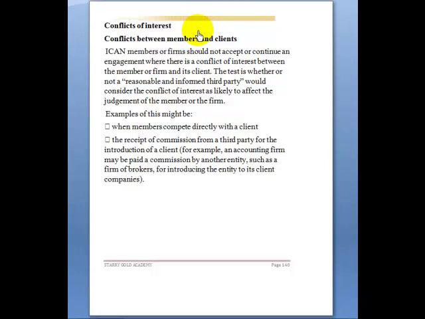Conflict of interest between members and clients should be avoided. You should not accept or continue an agreement where there is a conflict of interest between the member or firm and his client. This is not allowed. For example, when members compete directly with a client in the same line of business, or the receipt of commission from a third party for the introduction of a client, we have said it, is not allowed.